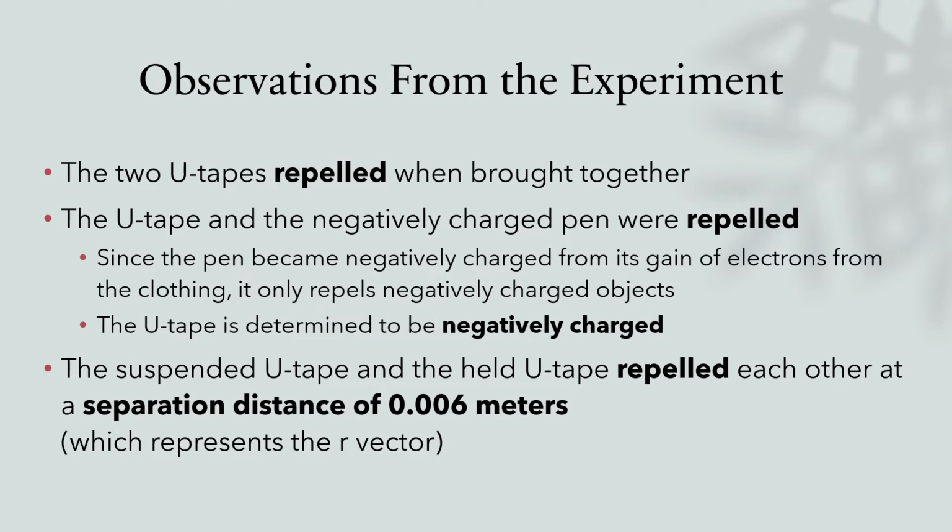Some observations from the experiment are that the two U-tapes repelled each other when brought together, and the U-tape and the negatively charged pen were repelled, which signifies that the U-tape is negatively charged because like charges repel. In addition, the suspended U-tape and the held U-tape repelled each other at a separation distance of 0.006 meters.